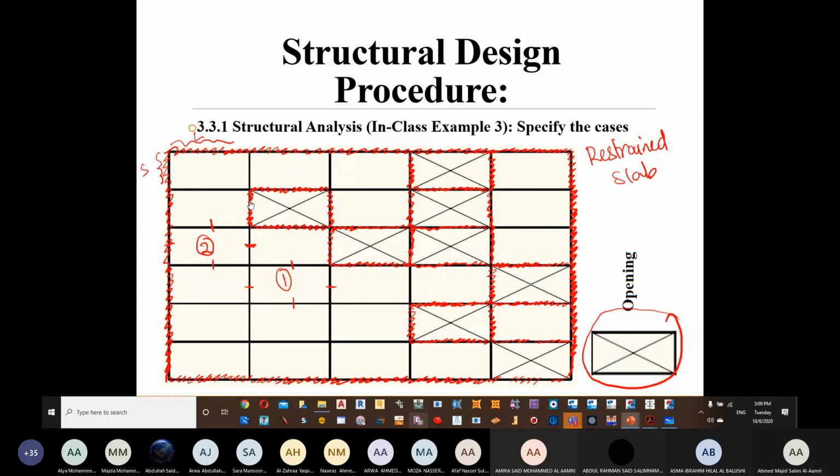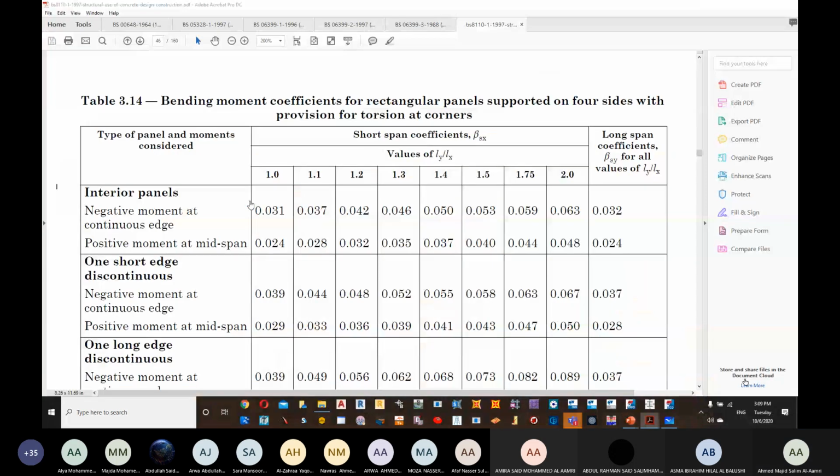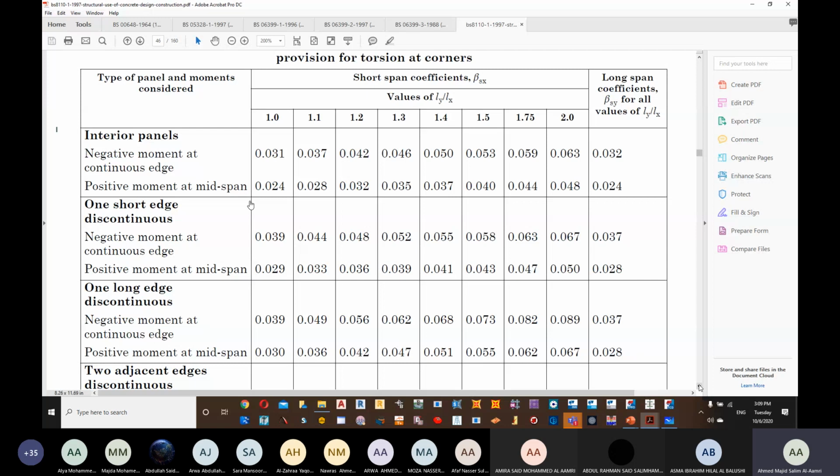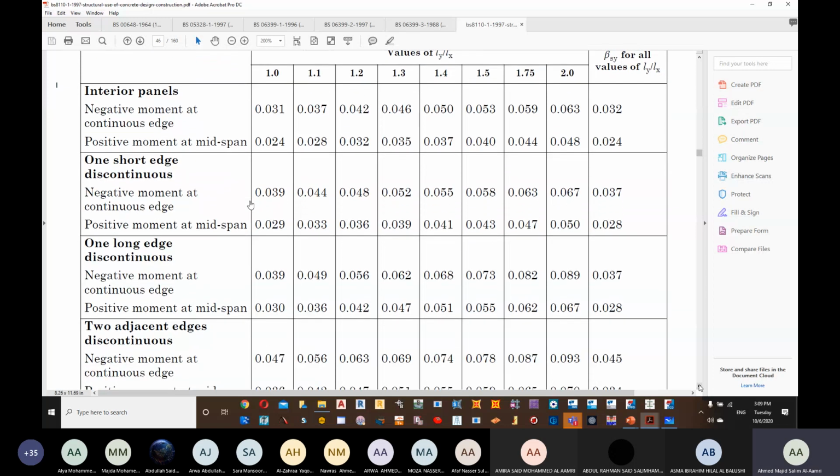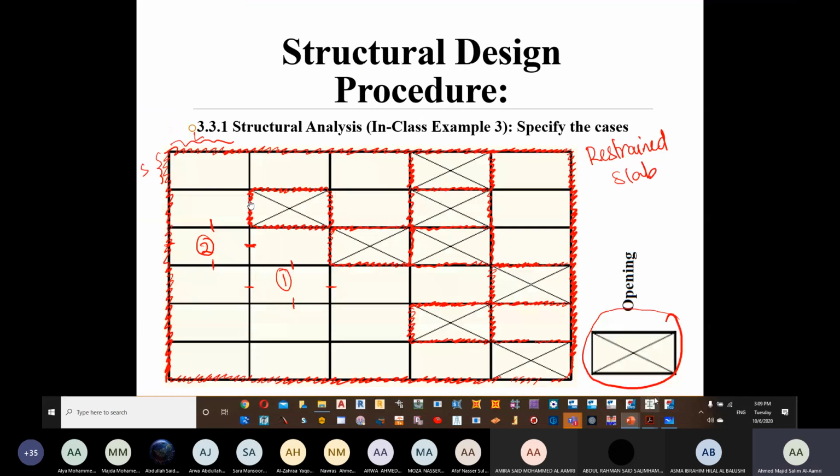Okay. Let's go to the other scenario. It says one long edge discontinuous. It means that 3 are continuous and 1 is discontinuous. So let's take here. Continuous, continuous, continuous. Only one side is discontinuous. Is it long or is it short?